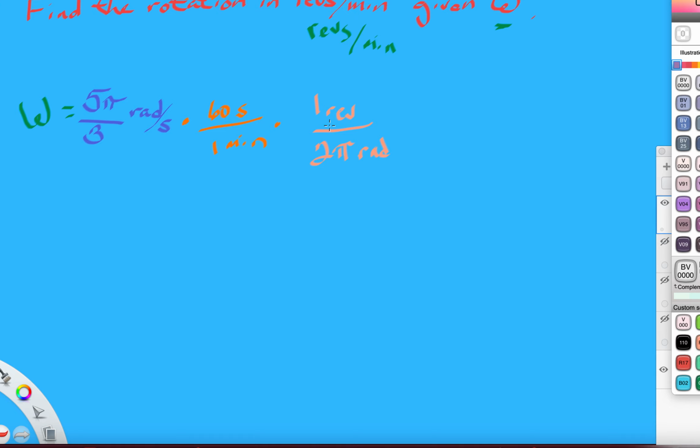So where's my cursor? There it is. My radians cancel out with my radians. My seconds cancel out with seconds. I'm left with revolutions and minutes. So I'm going to write that over here. Revs. And I'll give myself some space here. And min. There's one more thing I can cancel, and that's pi cancels out with pi. That's making life so much easier.